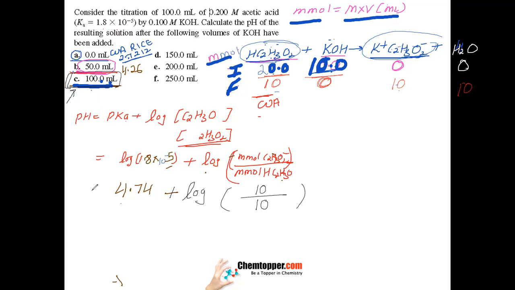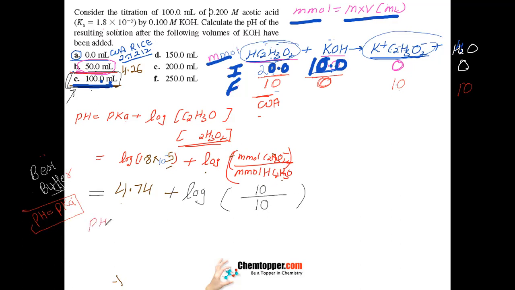But now this is the best buffer. This point is the best buffer. What is the best buffer, which I have done earlier also with you? When the pH is equal to pKa, that is the best buffer. Write on this point, please. It's a very important point. Best buffer: pH equals pKa. Why? Because log 10 over 10, log 1, is 0.